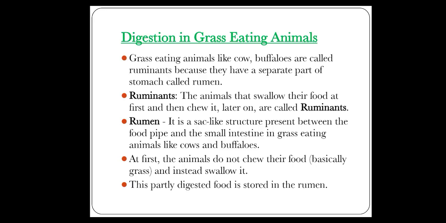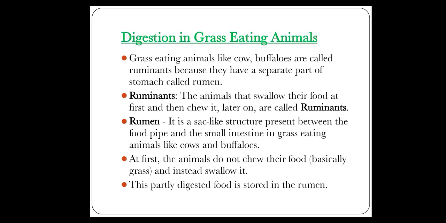What is rumen? Let's have a look at what rumen is. Rumen is a sac-like structure which is present between the food pipe and the small intestine in the grass-eating animals like cows and buffaloes. We know that between the food pipe and the small intestine, the stomach is present in humans. Similarly, in cows also between the food pipe and small intestine the stomach is present, and this stomach is divided into 4 parts. It has 4 compartments, one of which is the rumen.